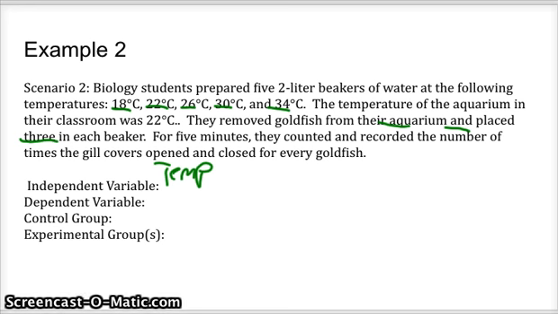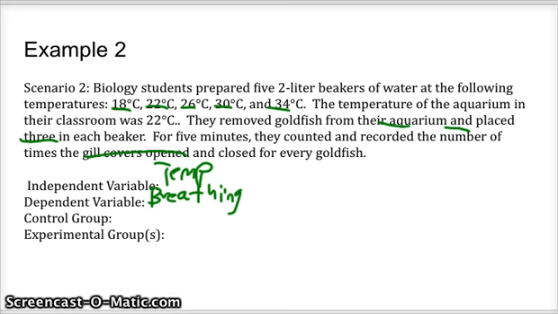All right, now how are we going to see if the goldfish was affected? Well, they're counting and recording the number of times the gill covers opened. Whenever a gill cover opens, that means the goldfish is breathing. So if you put down gill covers open, that's fine. But I'm going to put down breathing. So that's really what we're measuring.